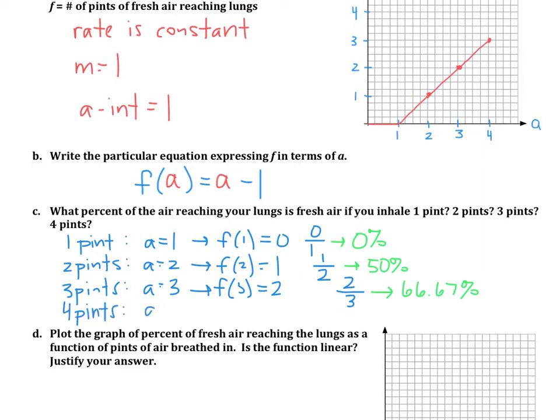And then finally for 4 pints, we do the same thing. A is going to equal 4 because that's how much we're breathing in. So we plug in f of 4 and we will get 3. To figure out the percent, the amount of fresh air over the amount that we breathed in, we would get 75%.